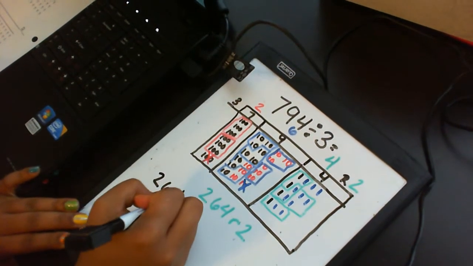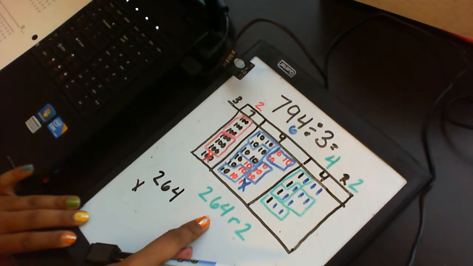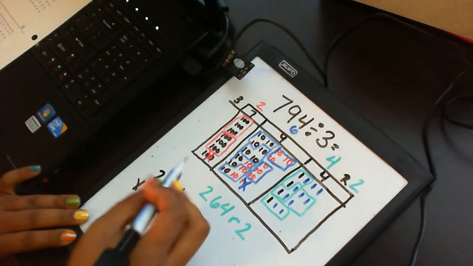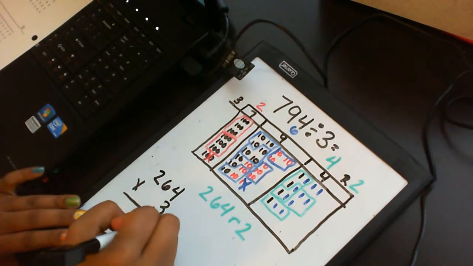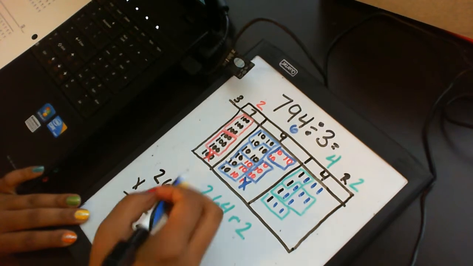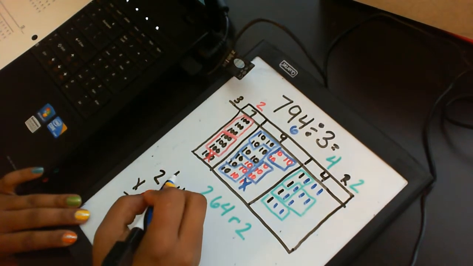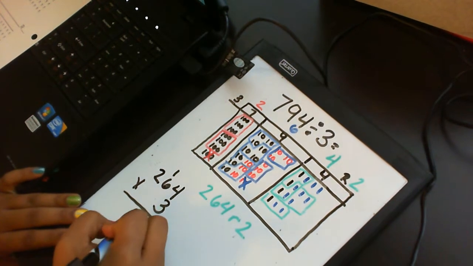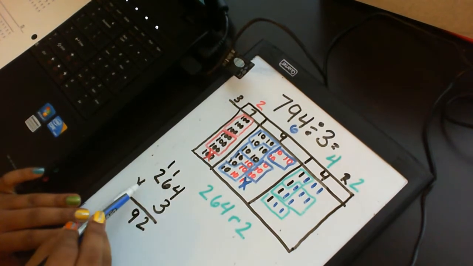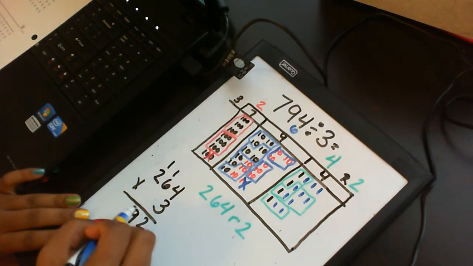264 times, because 264 comes here, the number we use to multiply is the number we divided by, which would be 3. So now we multiply. 4 times 3 is 12, carry the 1. 6 times 3 is 18, plus 1 more, 19, carry the 1. 2 times 3 is 6, plus 1 more is 7.